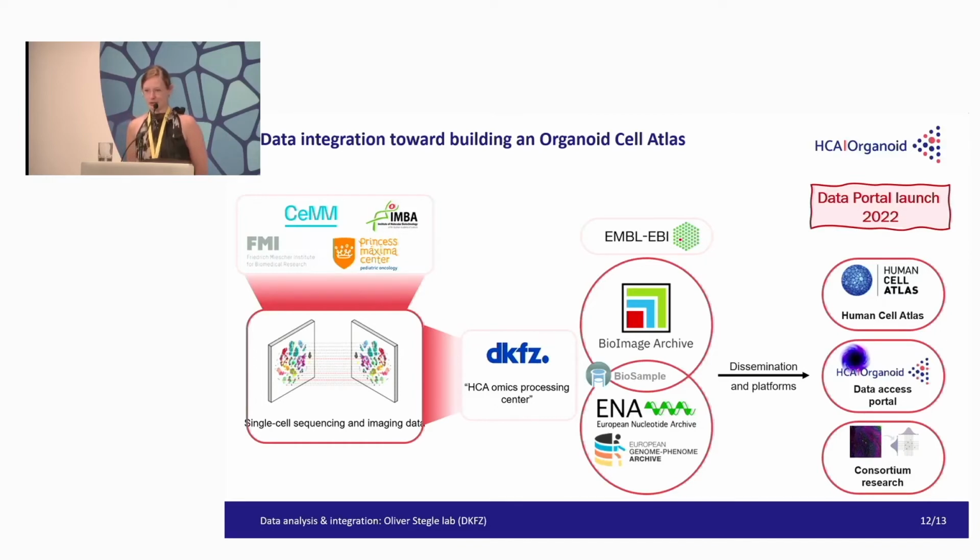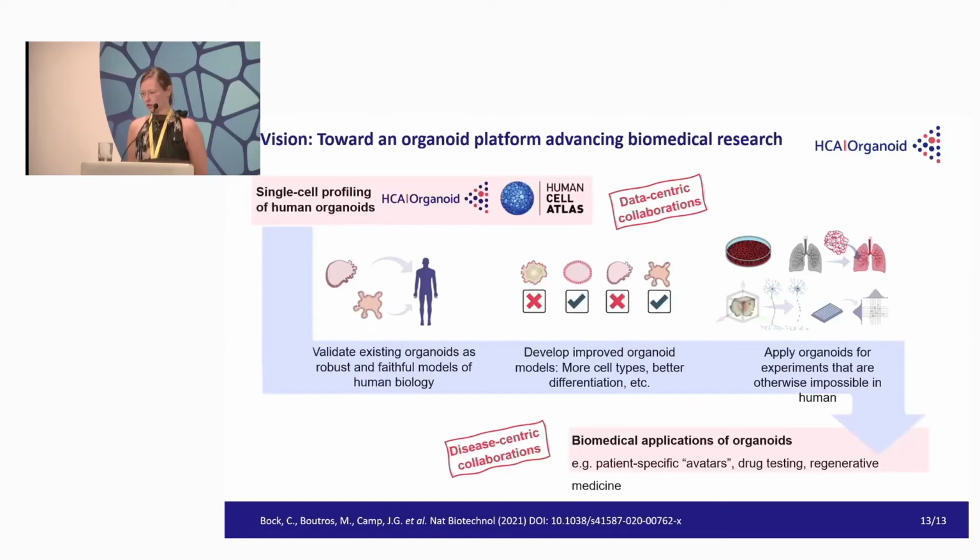But all the data in the end need to go into an organoid cell atlas, and for this we will perform data integration, and all the data are going to be channeled into our HCA Omics Processing Center that is led at the DKFZ by Oliver Stegler's lab. And the idea is that the data are going to be deposited in public resources and then also fed into the HCA data portal. And we aim to launch the HCA organoid-specific data portal still this year.